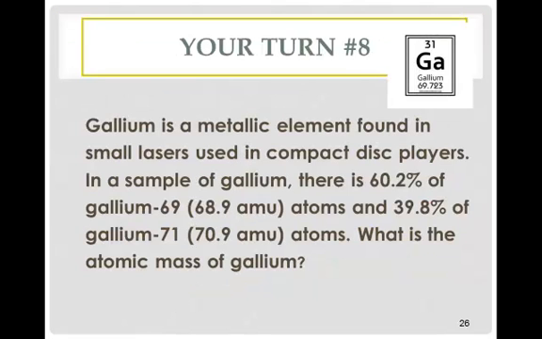All right, so your turn. This one is a little bit different. Wait a minute, you are given the percentages. It says you have gallium, a metallic element found in small lasers used in a compact disc player. In gallium, there is 60.2% of gallium 69, and the next one is 39.8% of gallium 70. So what is the atomic mass of gallium?